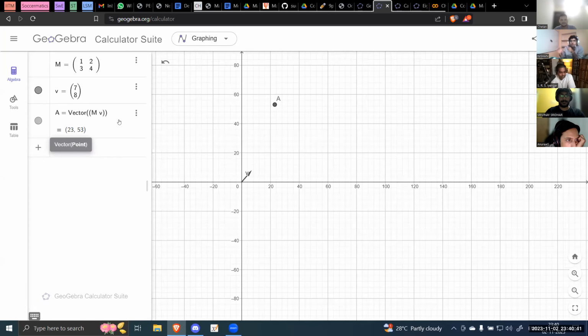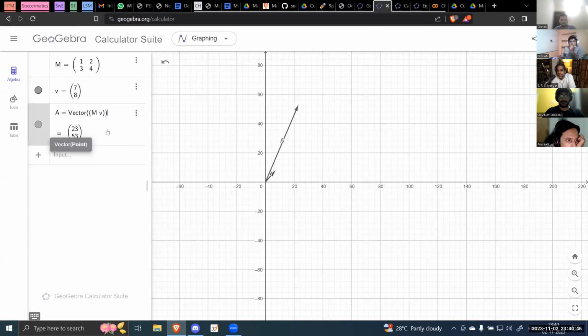Can someone tell me? You're normalizing the vectors. We are only taking the direction, not the magnitude. Just put a pipe around MV. Yeah, perfect. Enter.